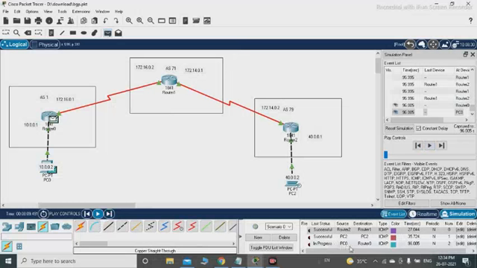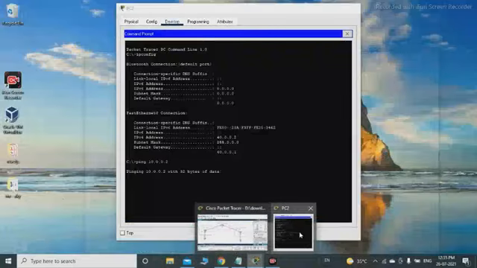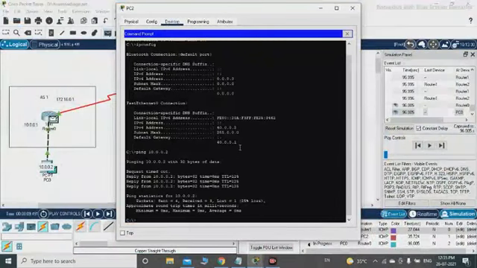It is in progress, that is PC0 to PC1. It will be going likewise, and then we can check for the PC2. Here in the PC2 I have configured and stated the IP address, the subnet mask and the default gateway.